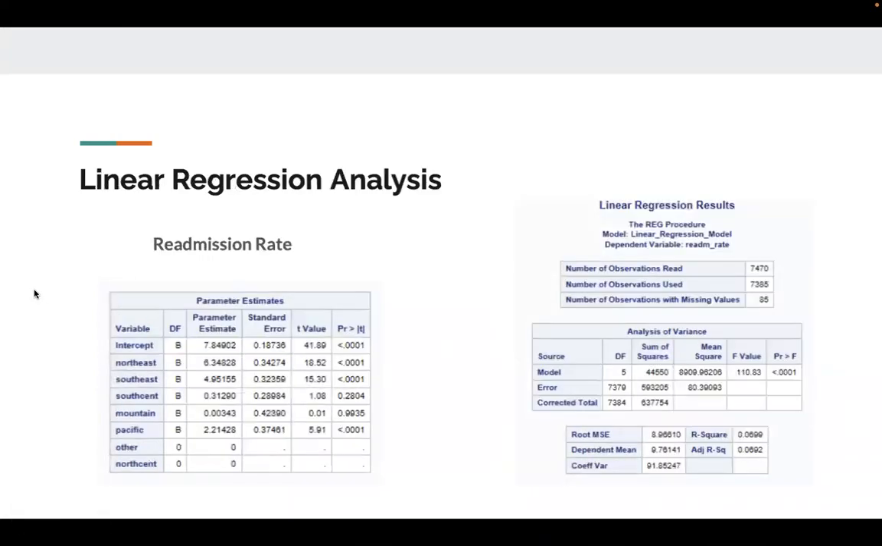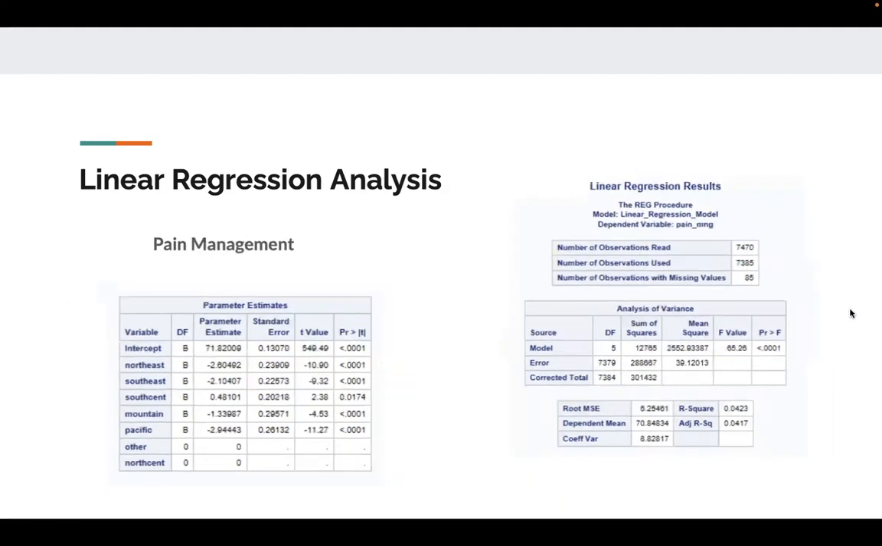For our discharge communication rate, the North Central had the highest and the Pacific had the lowest. For nurse communication, the North Central region had the highest and the Pacific had the lowest. For doctor communication, the South Central region had the highest and the Pacific had the lowest.